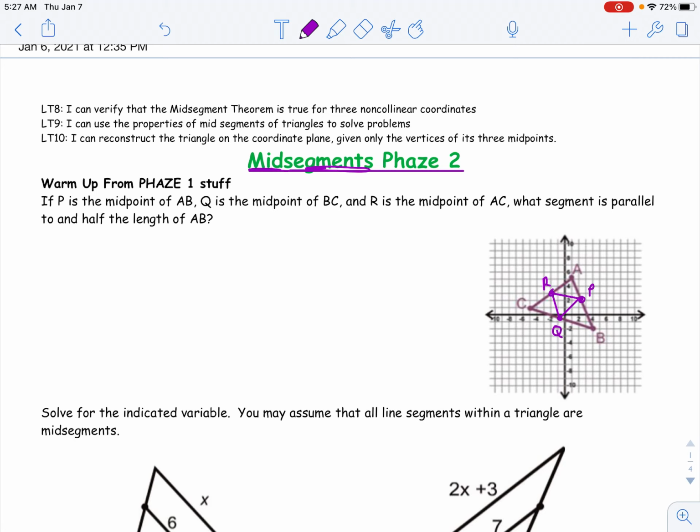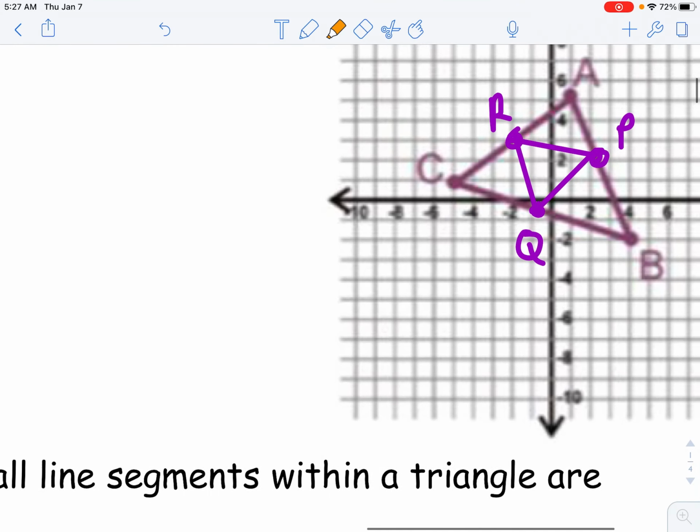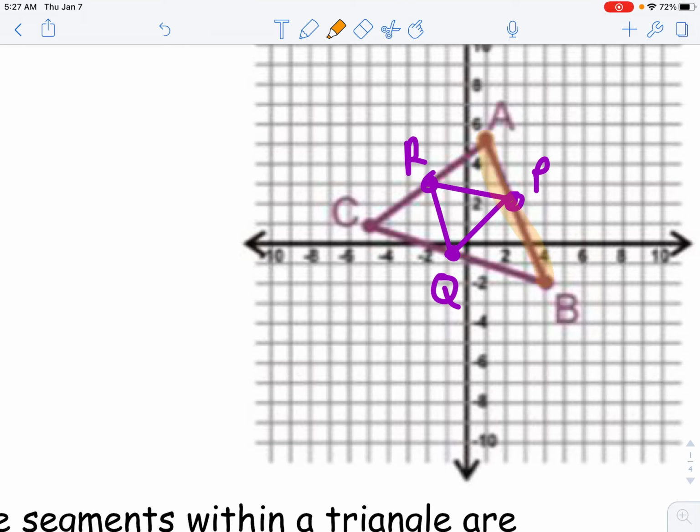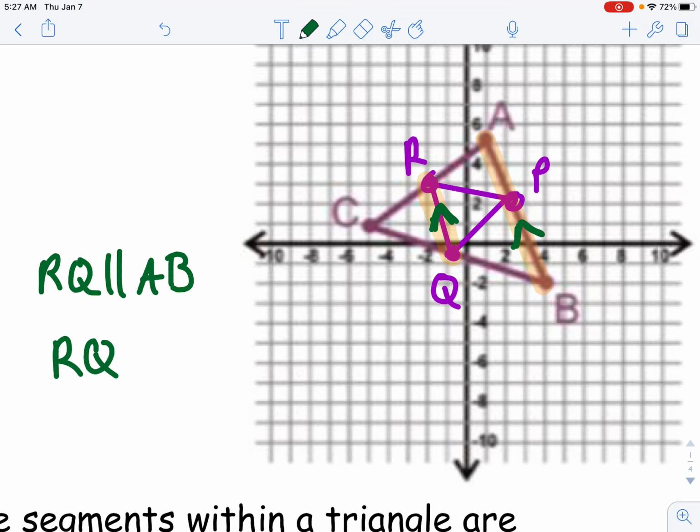Alright, what segment is parallel and half the length of AB? So again, by guesstimating, I can visualize exactly what's going on. So AB is clearly right there. RQ will be the answer. I like this problem because it basically just gives you the definition of the mid-segment theorem. RQ is parallel to AB, and RQ is half the length of AB.